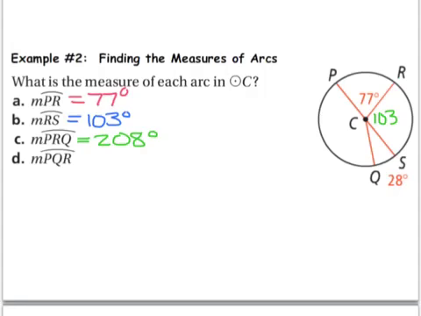For part D, we want to find the measure of arc PQR. For this arc, we don't really have enough information to add up all the arcs because we don't know the measure of arc PQ. But for PQR, if you take 360 and you subtract arc PR, then we will find the measure of arc PQR. So 360 minus 77 will leave us with the measure of 283.